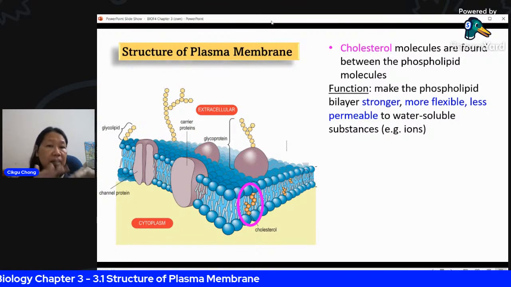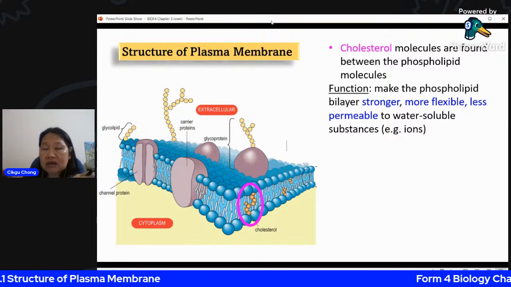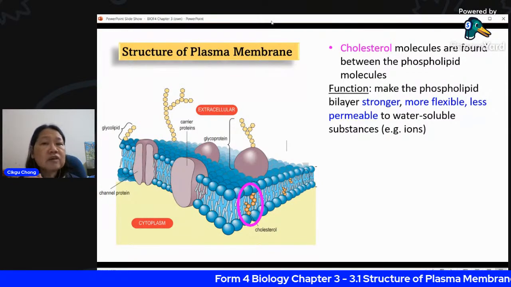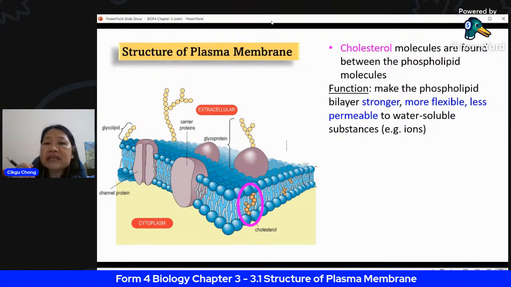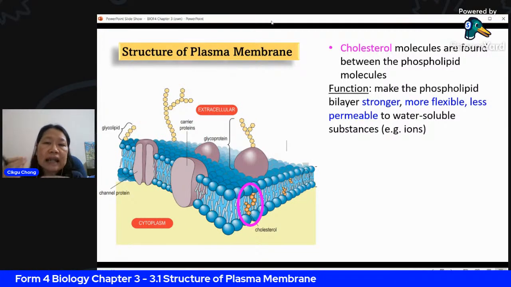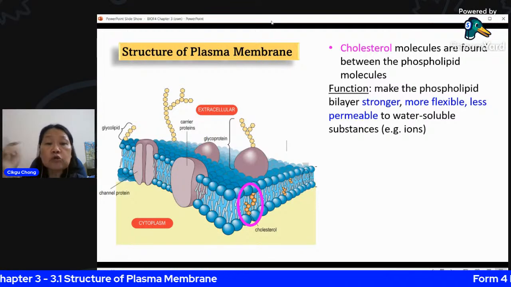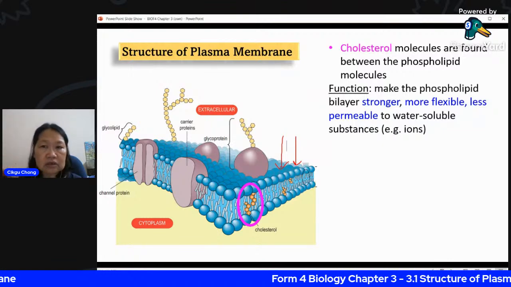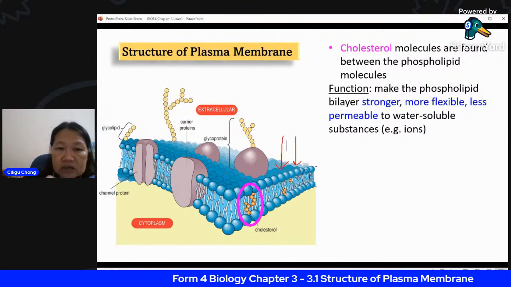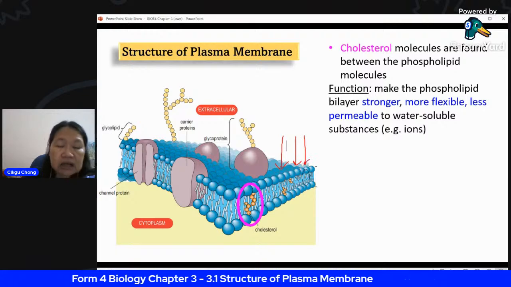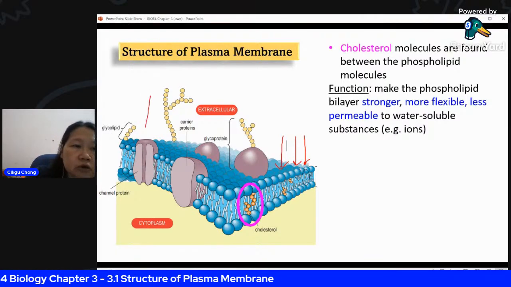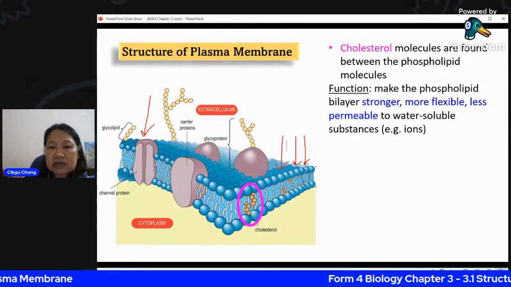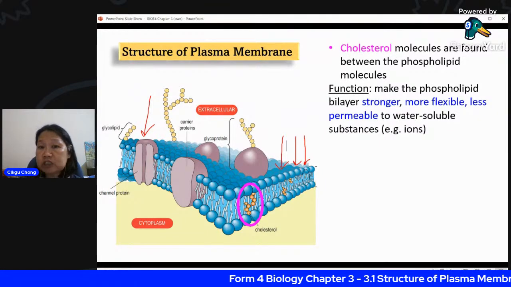Just now remember we said the membrane is fluid. It's not rigid, it's not a hard thing. So it's more flexible because of the cholesterol, and it is less permeable, so it doesn't allow many substances to go through, like ions and water-soluble substances. They don't go through this bilayer, but they will be able to go through the channel protein.